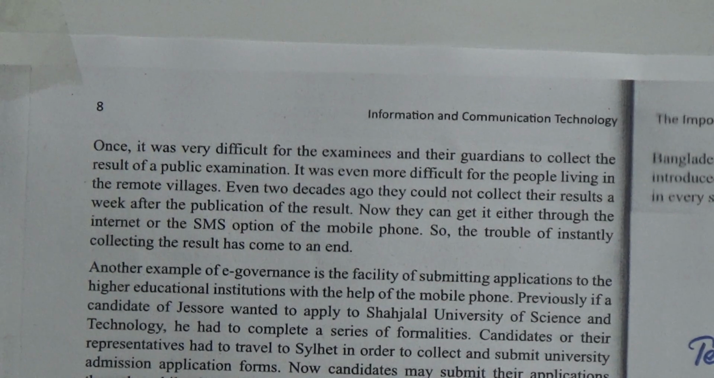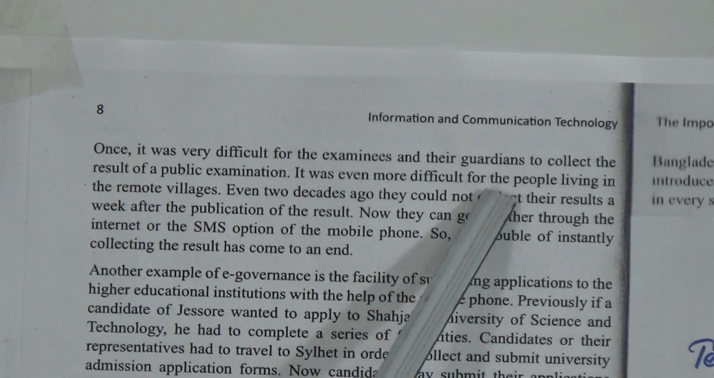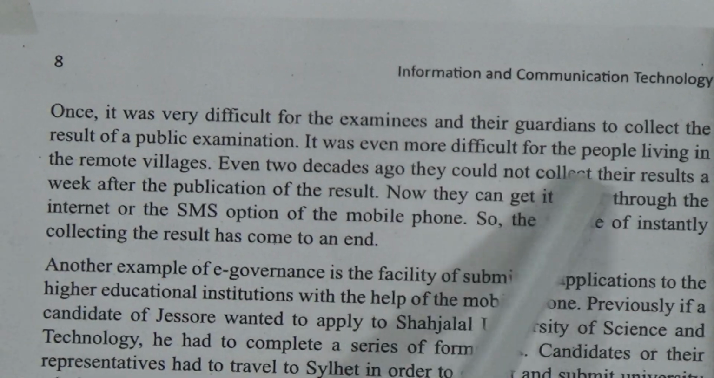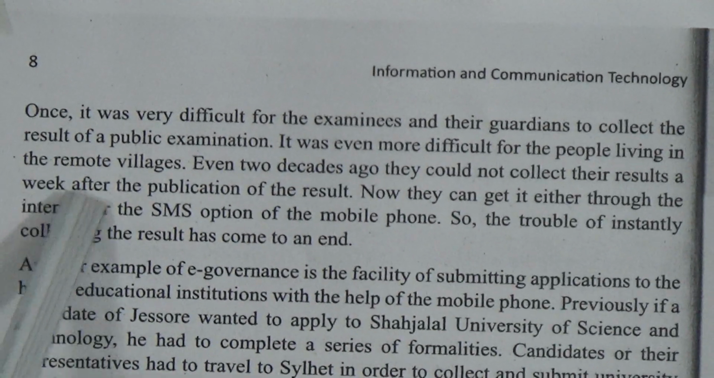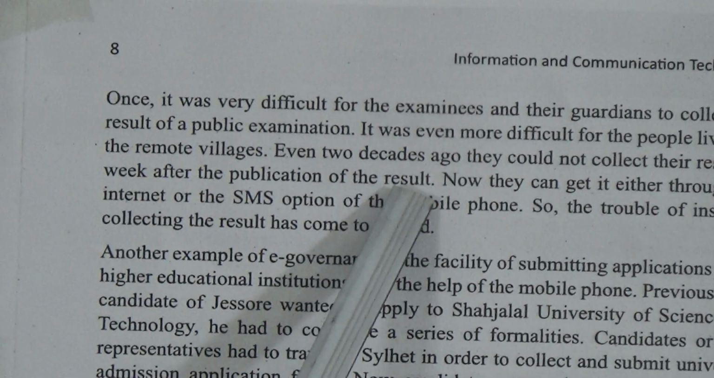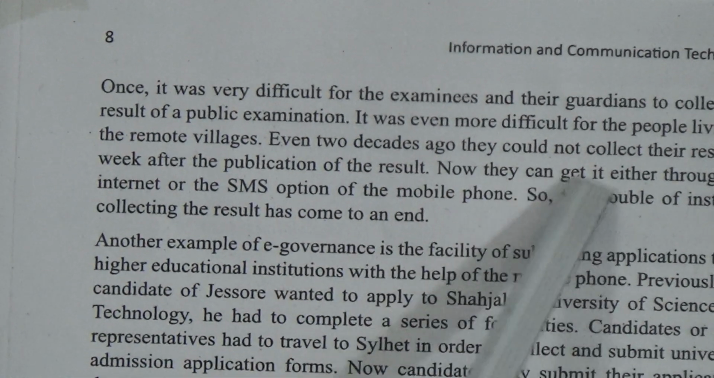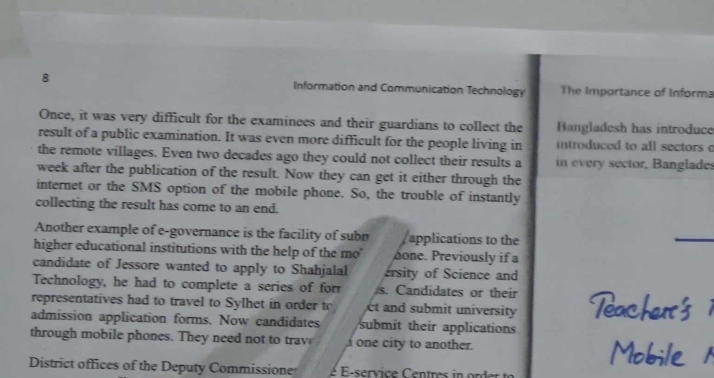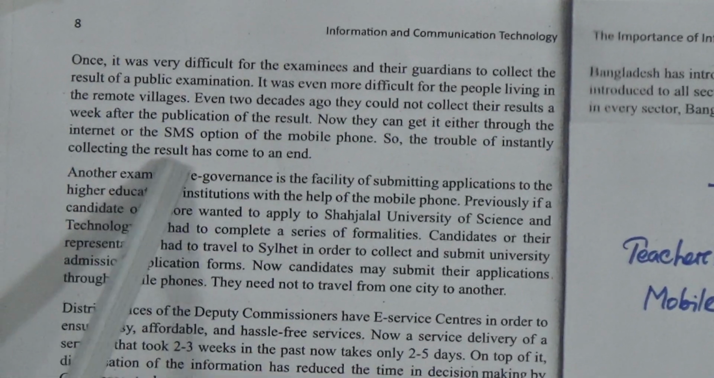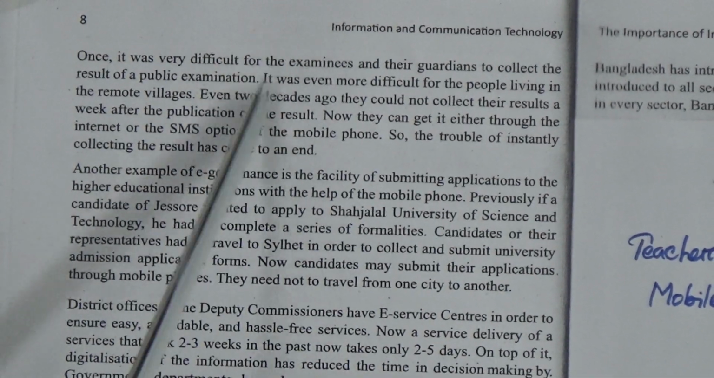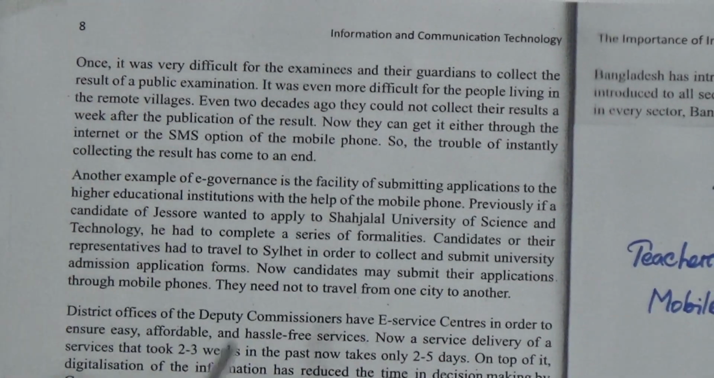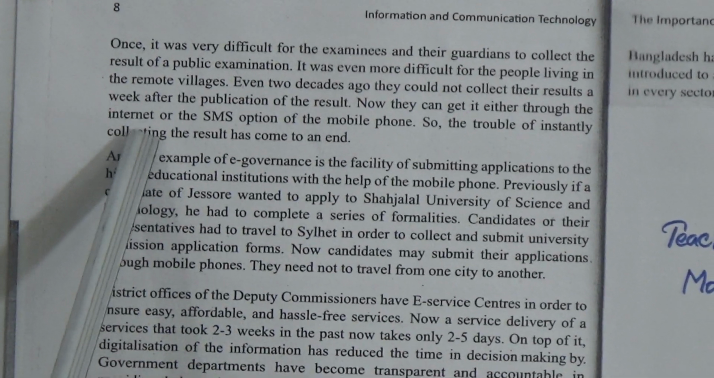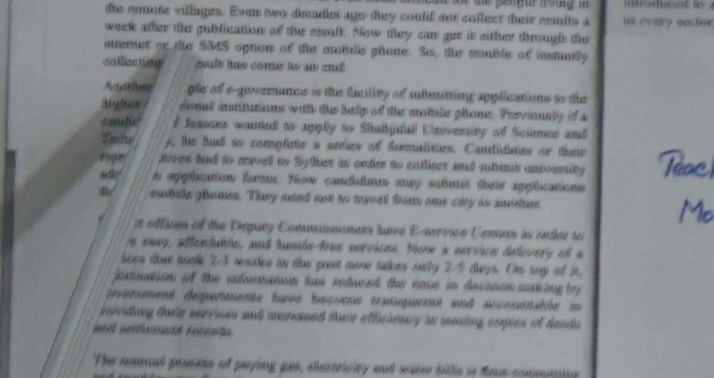Once it was very difficult for the examinees and their guardians to collect the result of a public examination. It was even more difficult for the people living in the remote villages. Even 2 decades ago, they could not collect the results a week after the publication of result. Now they can get it either through the internet or the SMS option of the mobile phone. So the trouble of instantly collecting the result has come to an end. This is an example of modern internet facilities in our education sector.